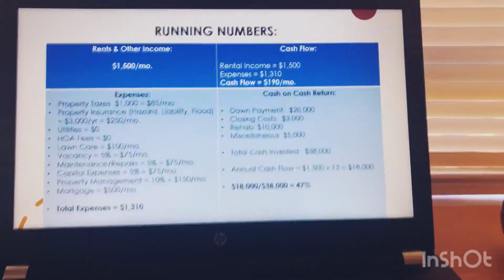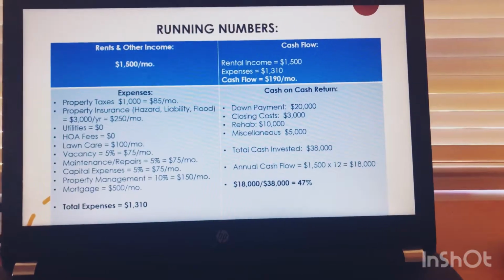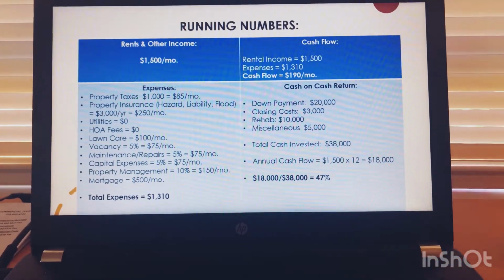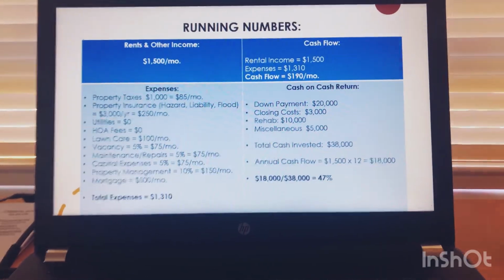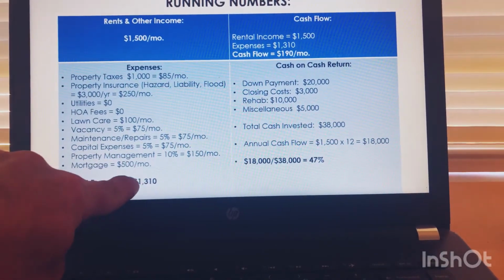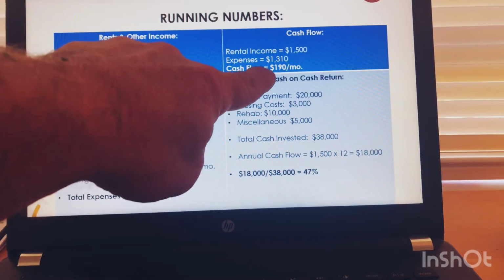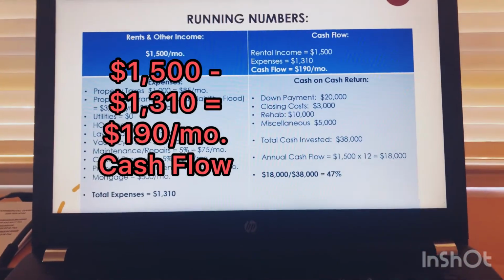So if you look in quadrant number 3, up here, cash flow quadrant, all you're doing is taking the rental income, which we've already determined is $1,500 a month. And then we subtract all our expenses, which we figured out in quadrant number 2, which is $1,310 a month. So $1,500 minus the $1,310, the cash flow for this property is about $190 a month.